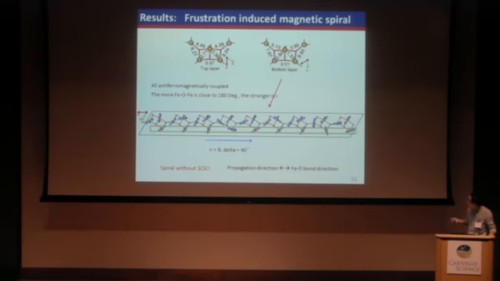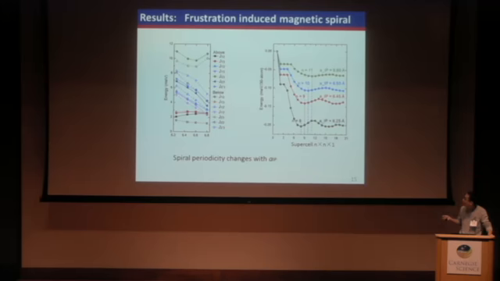And we also find that the propagation direction of the spiral structure has a very close relation with the specific iron-oxygen bond. They always form a 6-degree angle with each other. Then we change the epitaxial strain to see how the exchange coupling changes, and put them into Monte Carlo simulations. We find that when we change the epitaxial strain, the exchange coupling changes, and then the period of the spiral structure also changes.